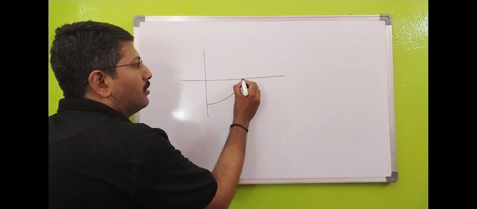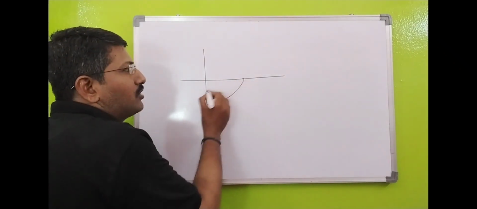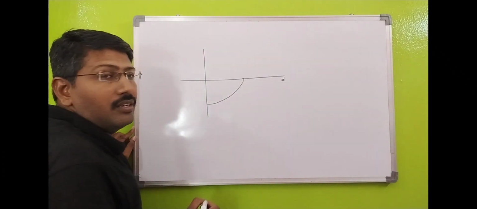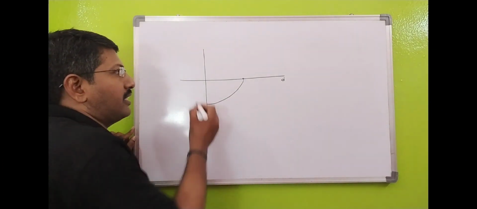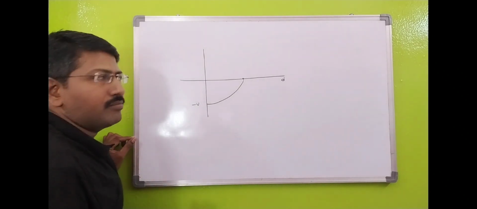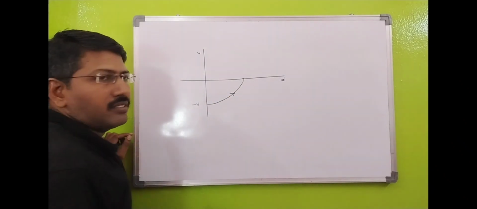Okay, what about this graph? So here I will take displacement on the x-axis and negative velocity on the y-axis. This is the velocity, negative velocity. So it moves like this. So in this situation, what do you observe?